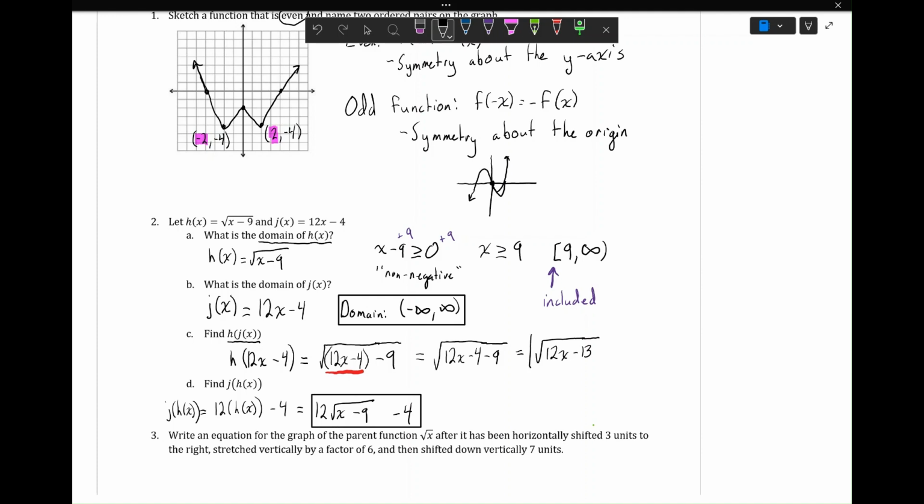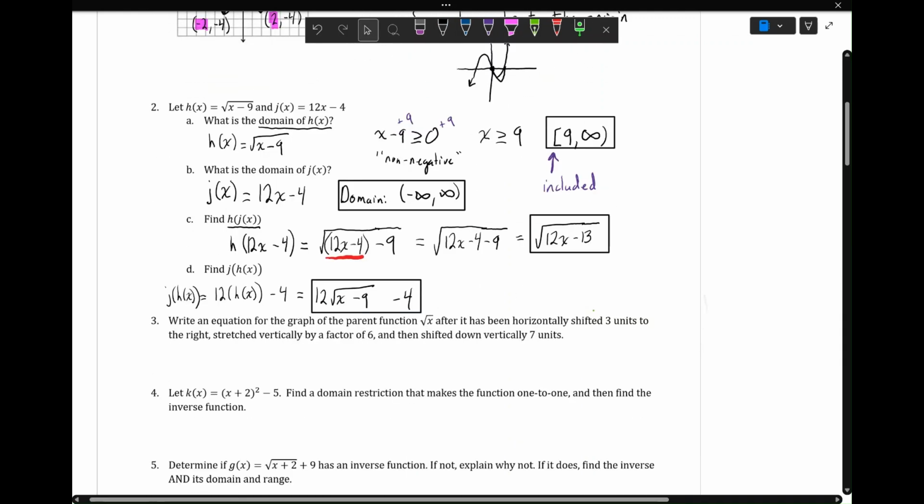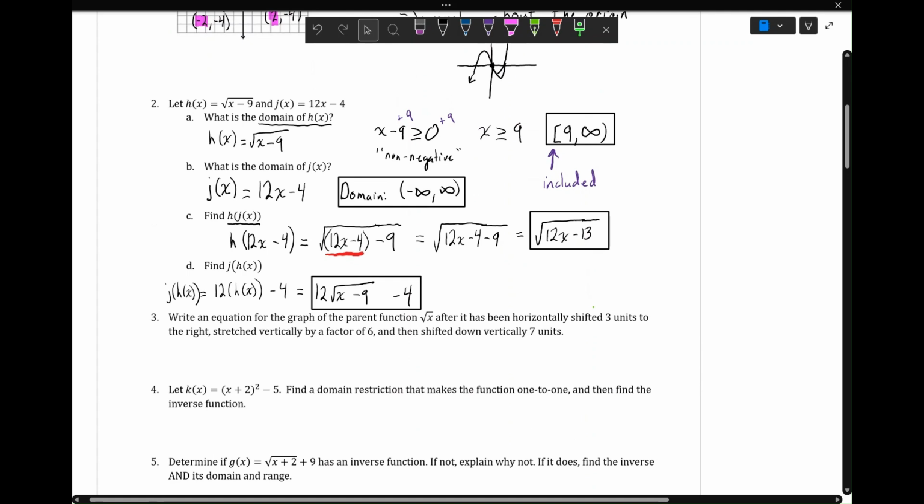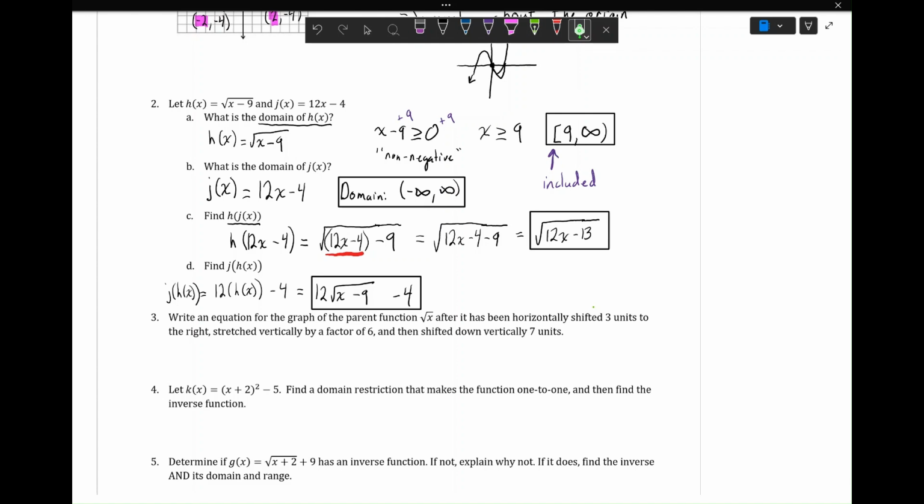And I guess I'll box out the final answer for the previous question. In the first question, let's look at 3. Write an equation for the graph of the parent function, square root of x, after it has been horizontally shifted 3 units to the right, stretched vertically by a factor of 6, and then shifted down vertically 7 units.